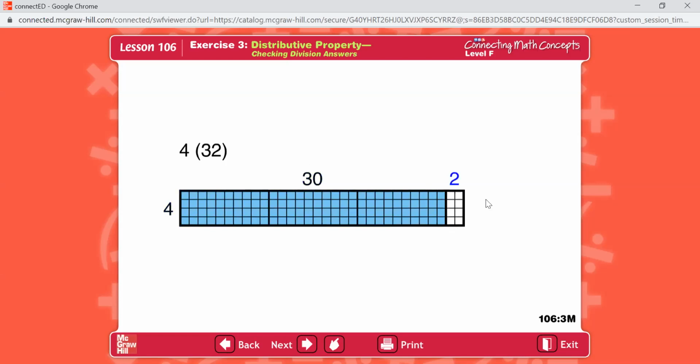4 times 2. We know that there'd also be 1, 2, 3, 4. We could write a 4 here now, but we don't need to because we have it over here. 4 times 30 and 4 times 2 added together is our answer. The part for the tens has 4 times 30 squares, giving us 120. And 4 times 2 gives us 8. Altogether, we have 128.